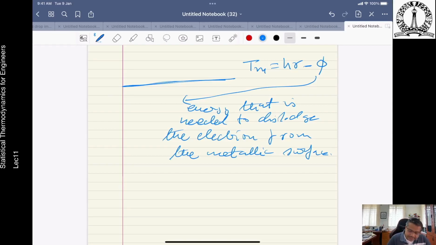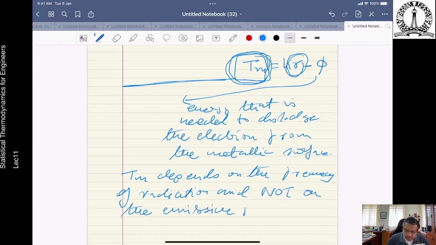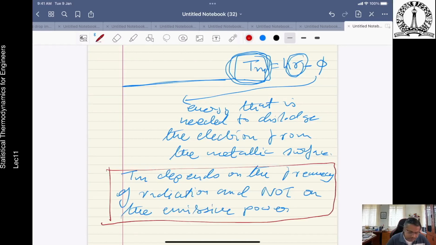And interestingly, this particular maximum kinetic energy depends on the frequency and not on the emissive power. So that was very interesting. So this Tm depends on the frequency of radiation, and not on the emissive power. Very illuminating.